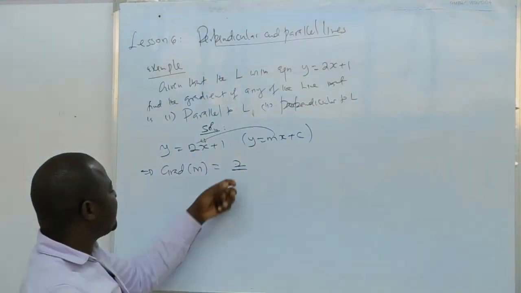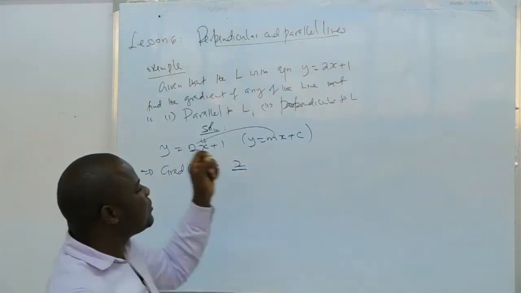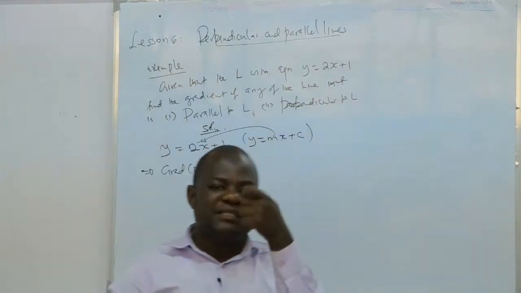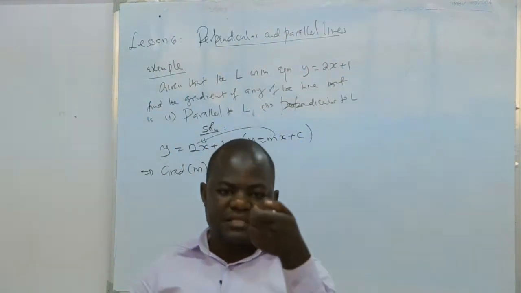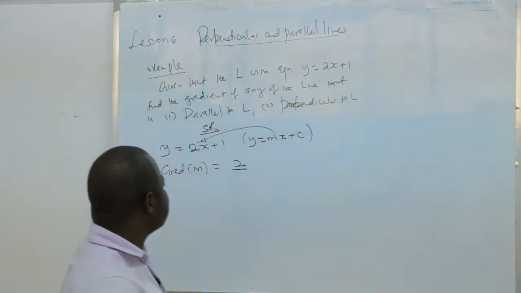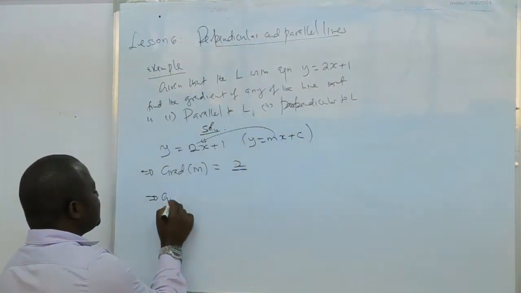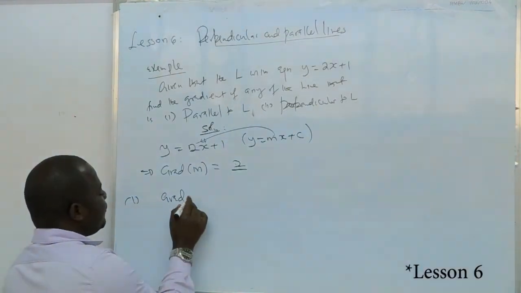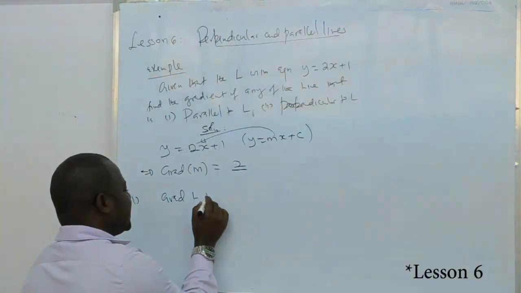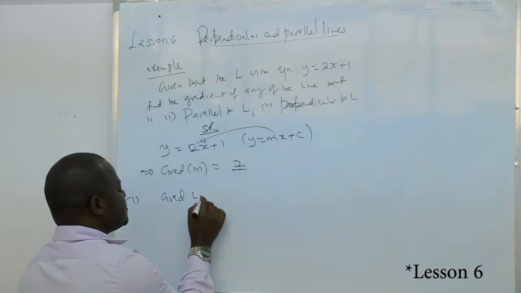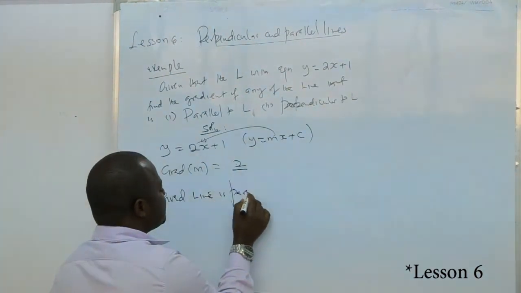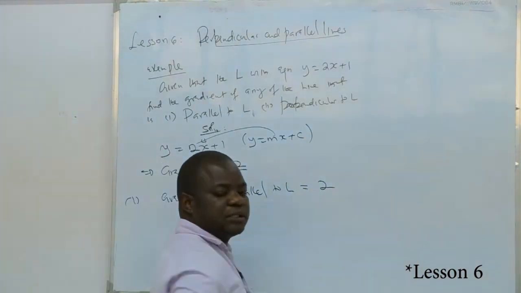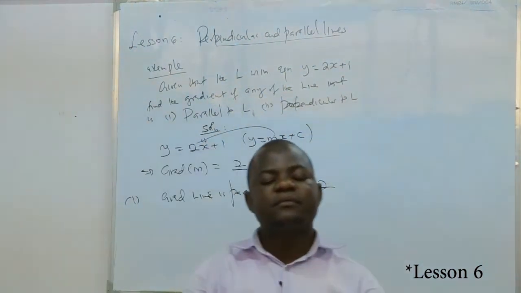Since the gradient is 2, the gradient of a line that is parallel to L must have the same gradient. That's the concept. So for Roman 1, the gradient of the line that is parallel to L is equal to 2. Why? Parallel lines have the same gradient.